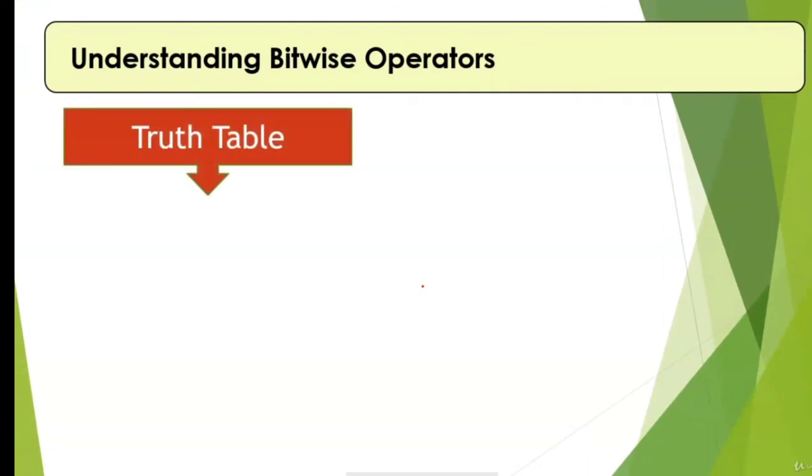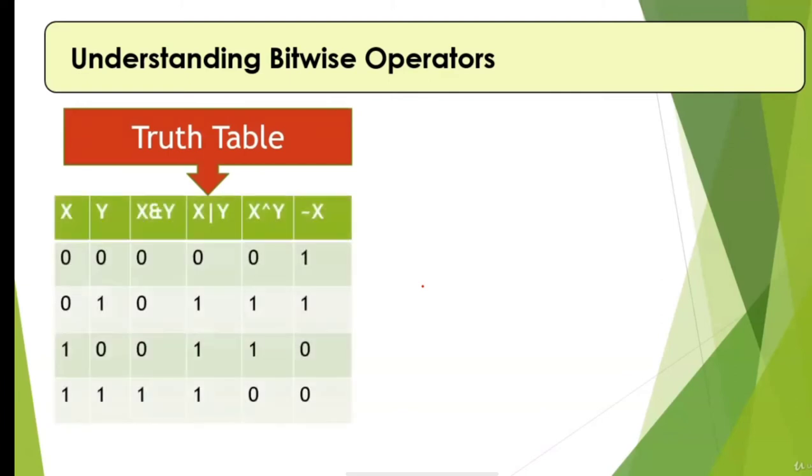Let's understand the working of bitwise operators. To understand the working, a truth table will help us. X and Y are the two variables to which we want to apply the bitwise operator. So the values of X and Y can be either 0, 0; 0, 1; 1, 0; or 1, 1. Since there are two variables, I have four possible combinations of these values.